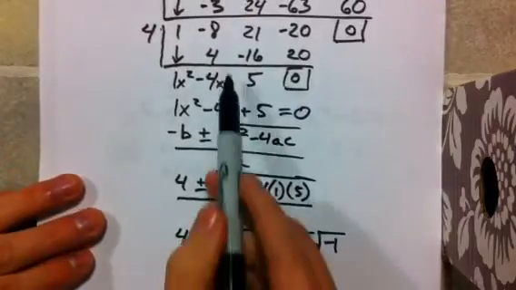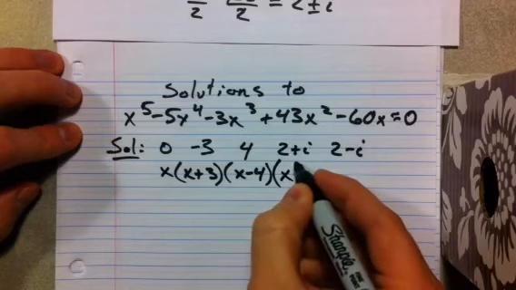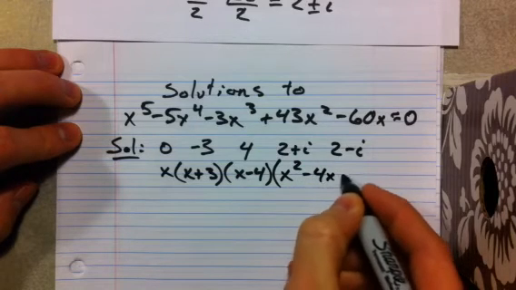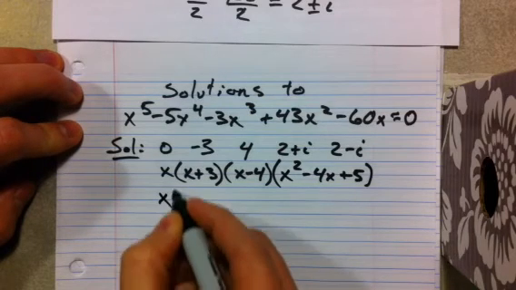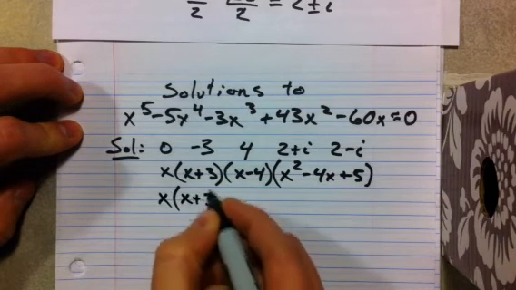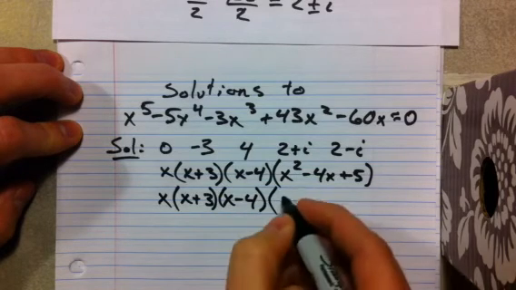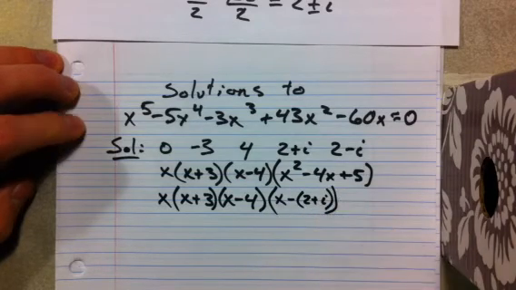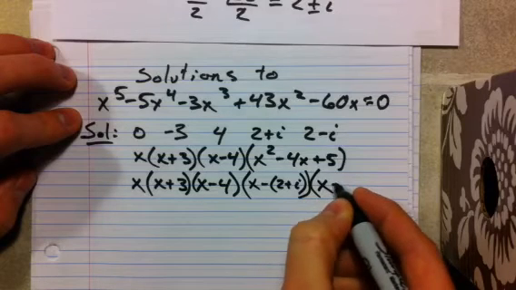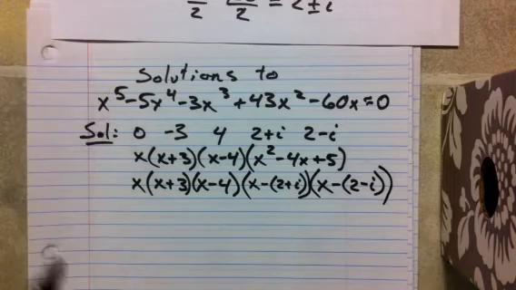If you go back after we divided, we got x squared minus 4x plus 5. I guess technically you could put this in factored form with the imaginary numbers in it, but we don't see it very frequently like that. You could do x minus a 2 plus i and x minus a 2 minus i. Alright, so there you have it.